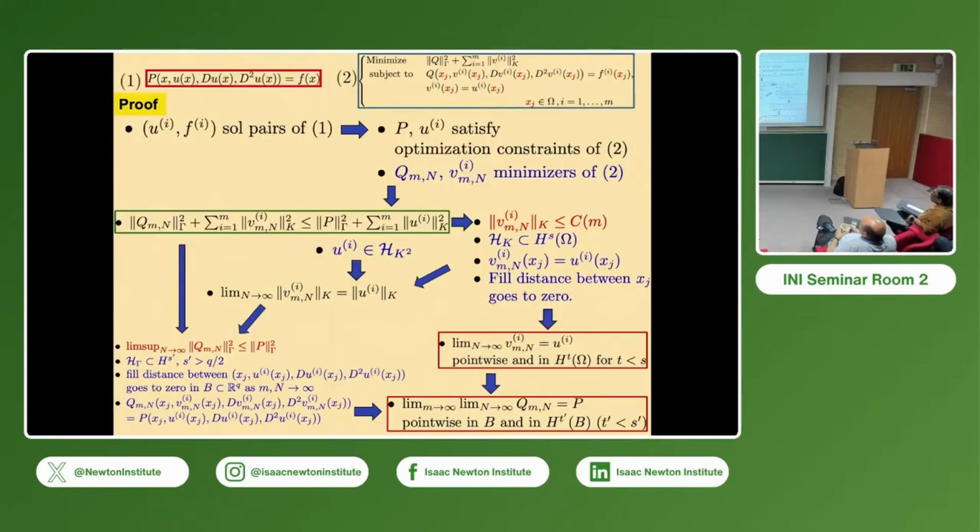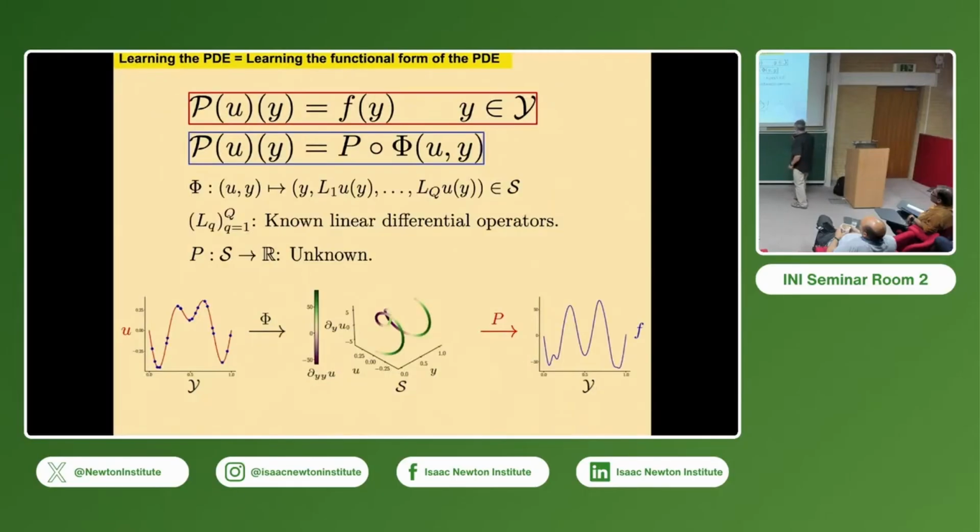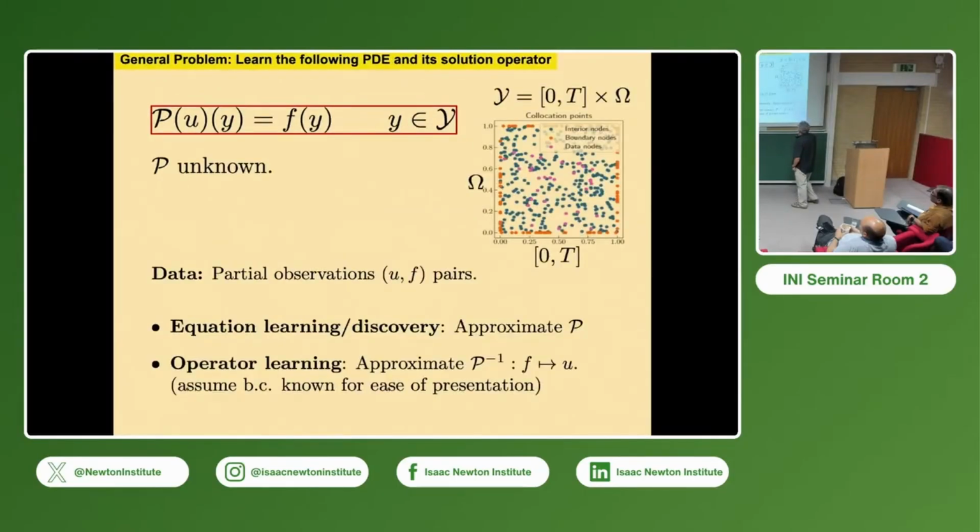Okay, so now let's generalize. So now we're going to consider the general problem. For the general problem, we want to learn the following PDE and its solution operator. Now I'm going to write y for the input variable corresponding to the domain of the PDE, because that variable may correspond to space or space-time. And again, we are going to assume the functional form of the PDE to be unknown.